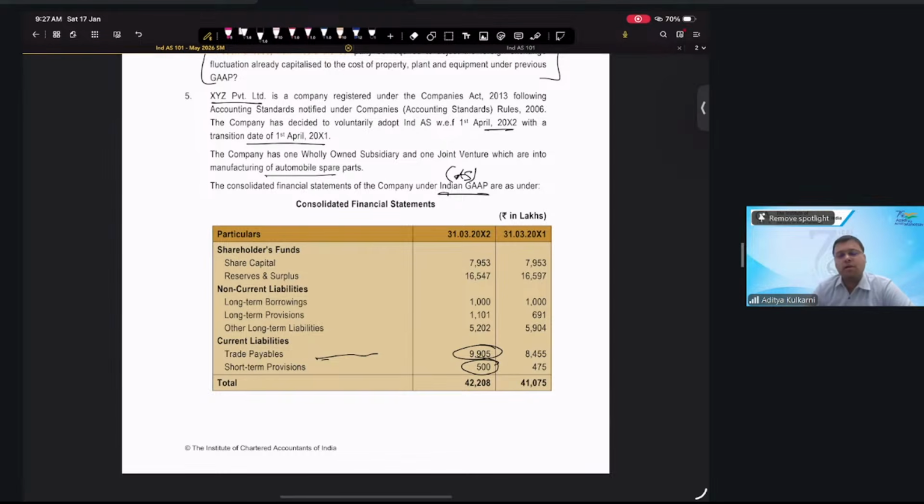Is it a standalone or a consolidated balance sheet? Consolidated. So in the consolidated balance sheet, which entities are included? Subsidiary and joint venture. Subsidiary and joint venture are there, but the parent will also be there, right? Parent, yes. So in the CFS you cannot avoid the parent. Parent plus joint venture plus subsidiary. Yes or no? Yes.